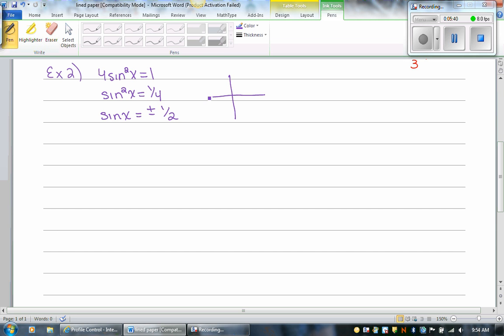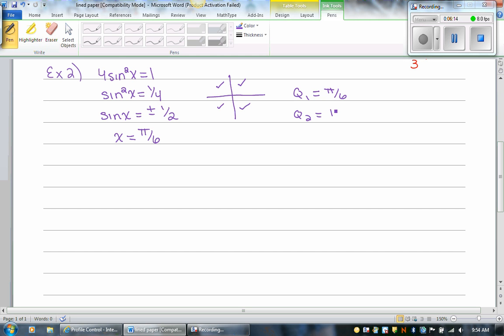Since we're talking about sine being both positive and negative, we're actually going to have a solution in every single quadrant. All right? So when is sine equal to 1/2? Well, sine is equal to 1/2 at 30 degrees, or pi over 6 radians. So if I want to see where all my possible solutions are, we're going to find this in all 4 quadrants. So quadrant 1, we know is pi over 6.